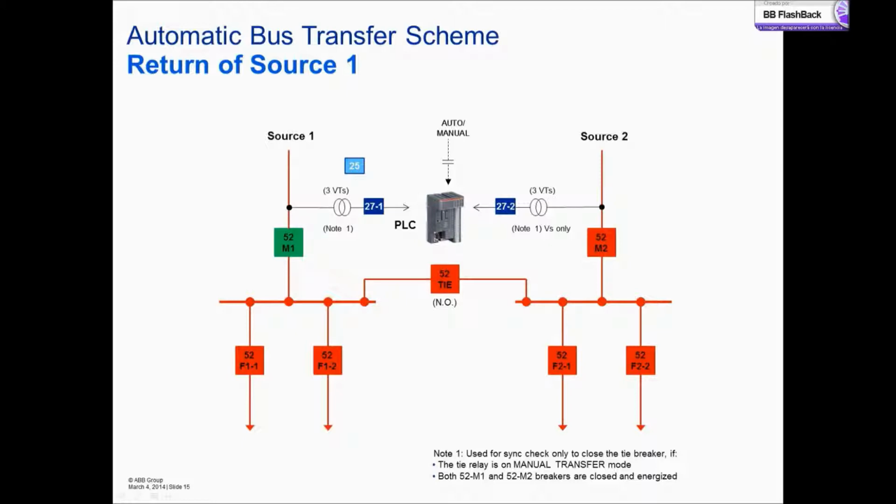Return of source 1. During this case, the voltage in main 1 is back. The PLC reads the status, reads that there is synchronism, and then closes the main 1. This creates parallelism between the 3 breakers. After an adjustable time, the tie will open.